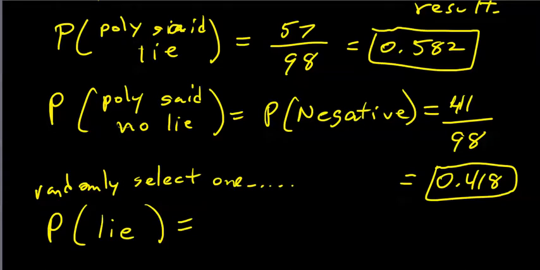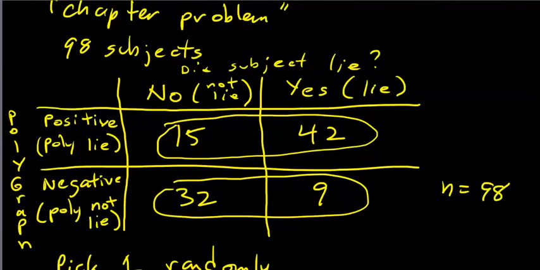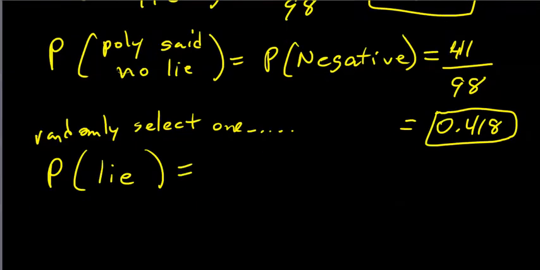Well, let's go back up to the table. Now remember, what are the liars here? Well, these are the liars. The sum of this column are the liars in this study. Whether the machine catches them or not is another story, but if we're looking for the probability of a liar, I add 42 plus 9 is 51. 51 liars out of 98 subjects, and I'll grind that out. I'll call it 0.520.